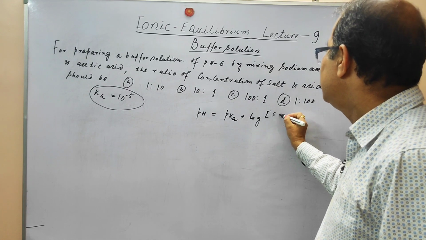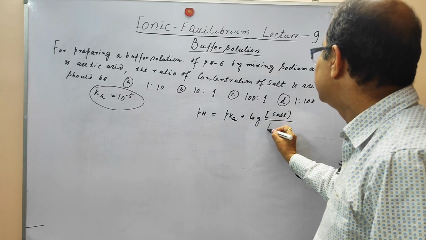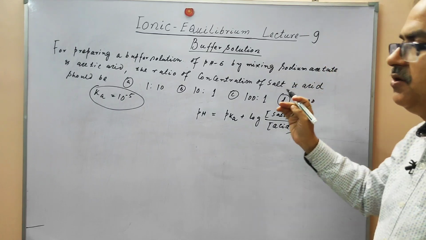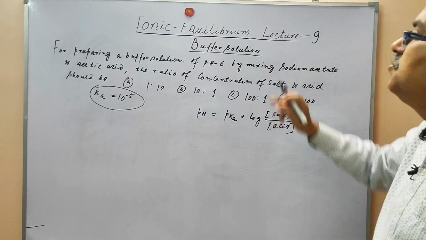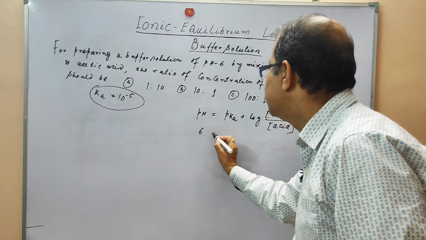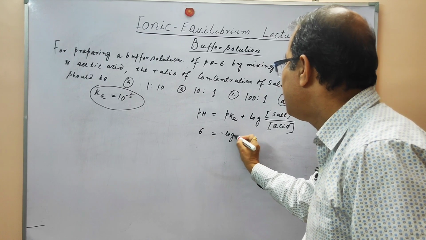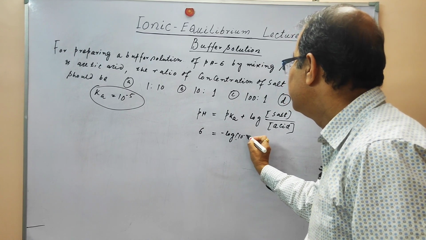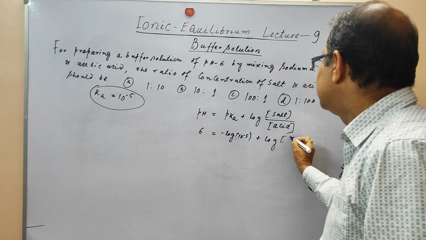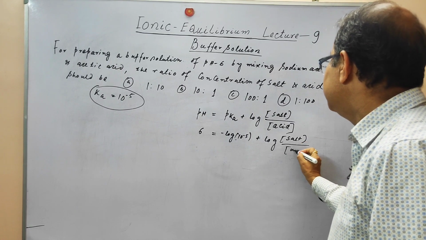of salt and concentration of acid. We have to calculate the ratio of the concentration of salt and acid to achieve this pH 6. So we will put this pH 6 and pKa, that is given. pKa is basically minus log of 10 to the power minus 5, and we will get the log of salt that we have to calculate, basically salt divided by acid.